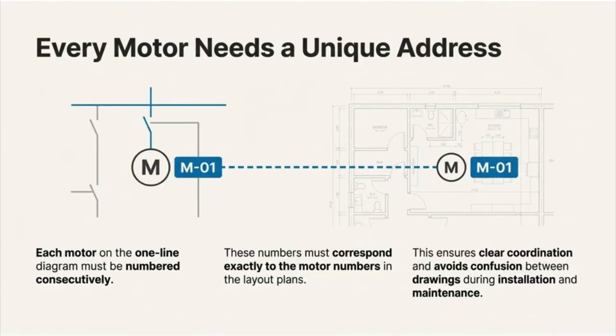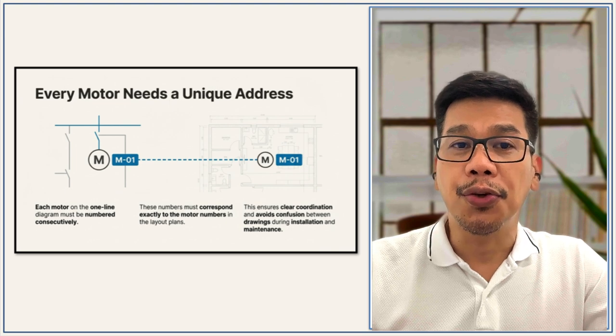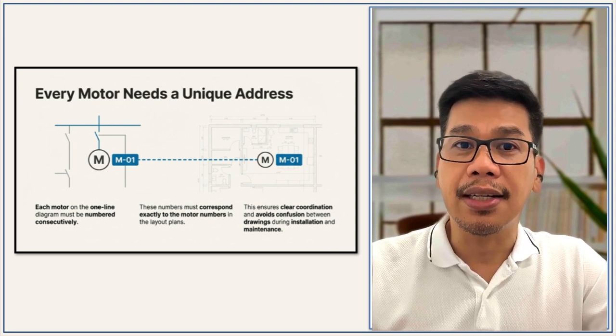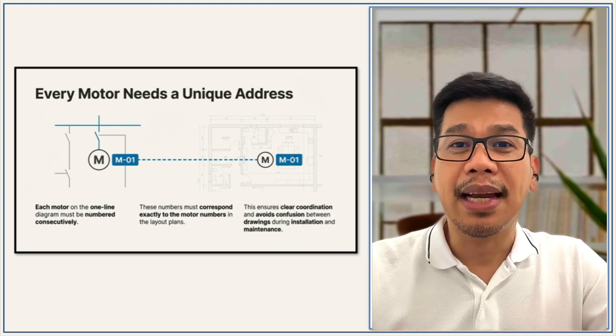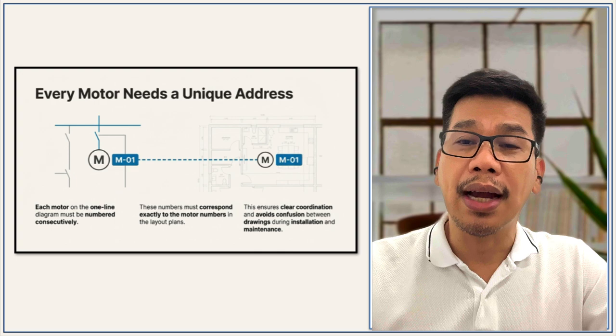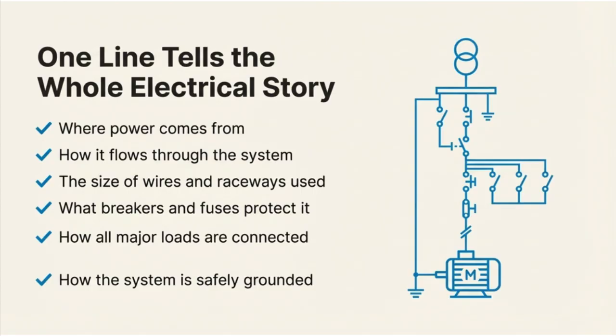Okay? All motors must be numbered consecutively and must correspond to their identification in the layout. This ensures proper coordination during installation and maintenance and avoids confusion in large systems. Importante na may label yan para hindi hulaan kung alin ang aayusin o kung ano ang naka-install o ano yung chine-check mo. Okay? At this stage, the one-line diagram provides a complete view of the electrical system.